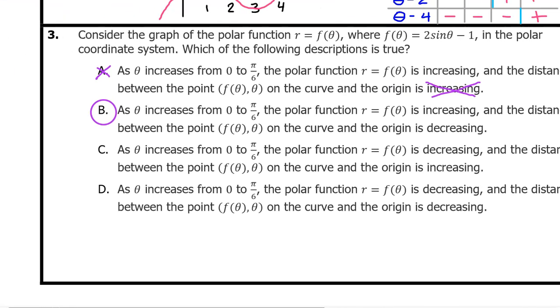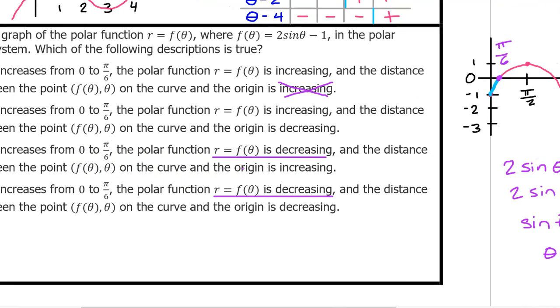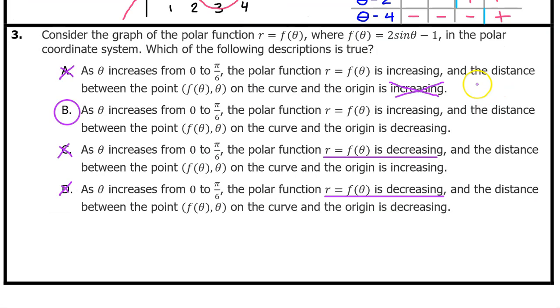We can very quickly eliminate options C and D, because they both say that r is decreasing from 0 to pi over 6. And we can clearly see that r is increasing. Again, the answer is B.